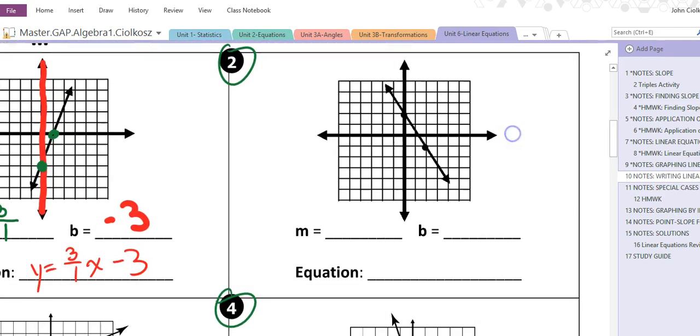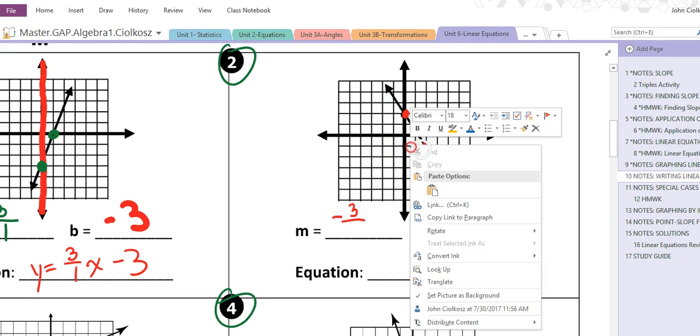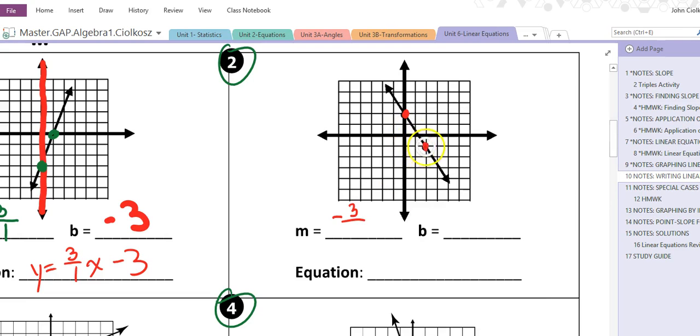For number 2, looking at our slope, so again they gave us 2 points, so I'm counting from the point on the left to the point on the right. I'm going down, so it's negative 1, 2, 3, over 1, 2. So it's negative 3 over 2. B is where we're crossing the y-axis. It's right here again. So it's at positive 1, 2. So my equation, m, x, and it's a positive b, so plus 2.